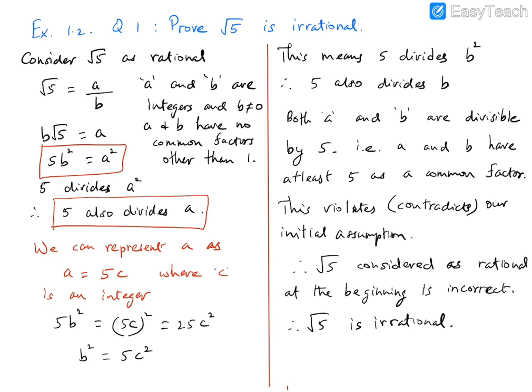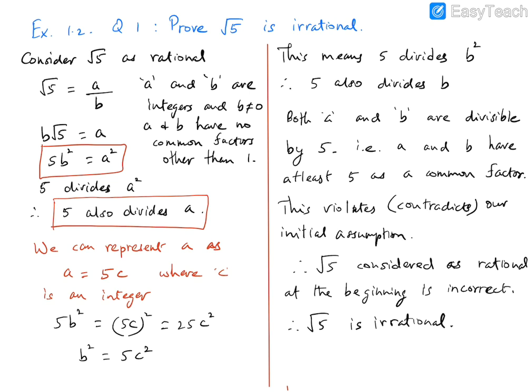So we need to show somehow that the numerator and denominator terms a and b have some additional common factor other than the number 1, and that contradicts our initial assumption of considering that number as being rational.